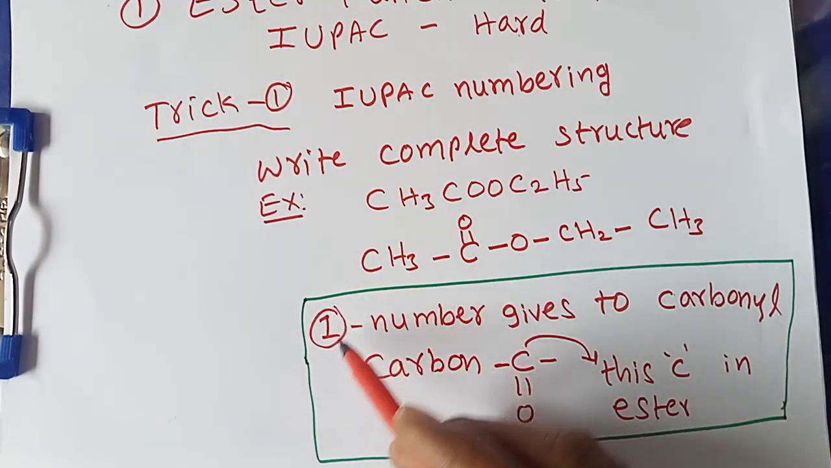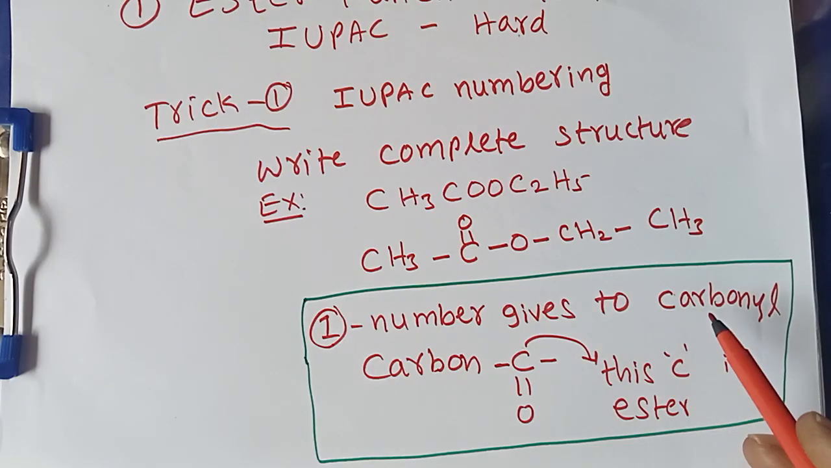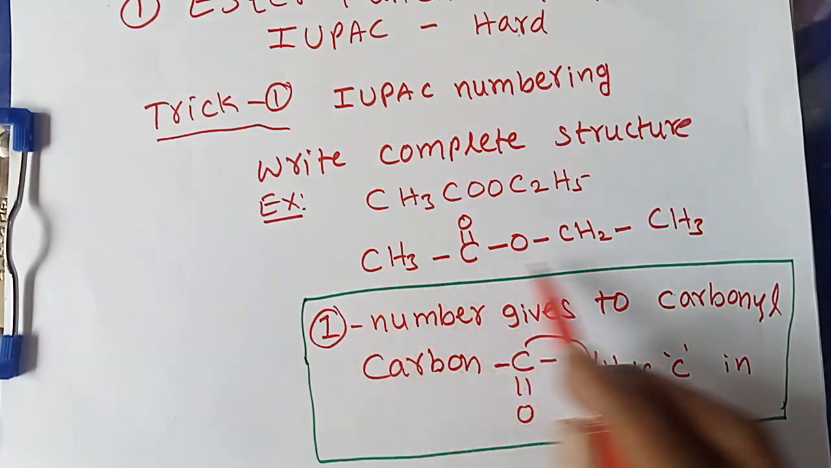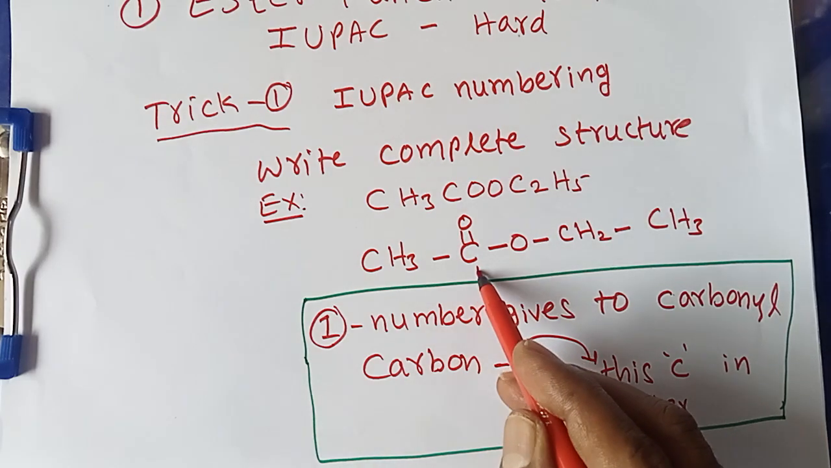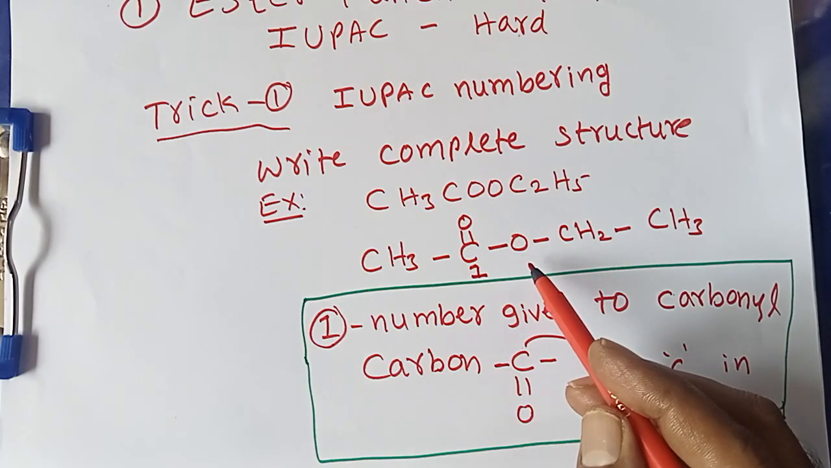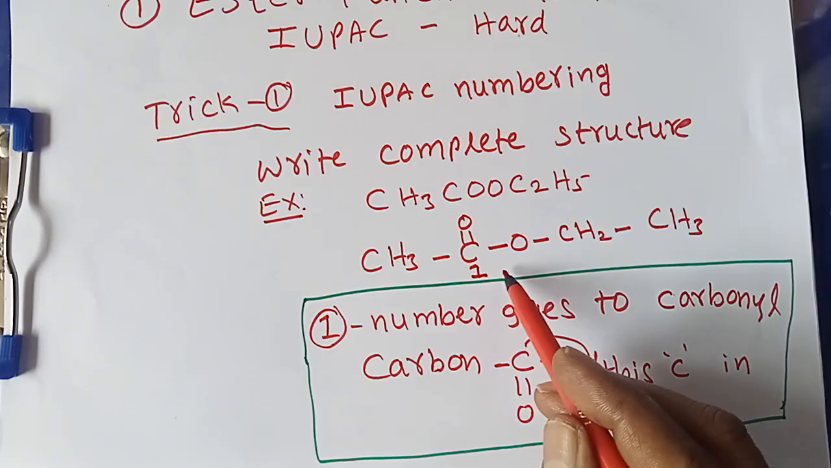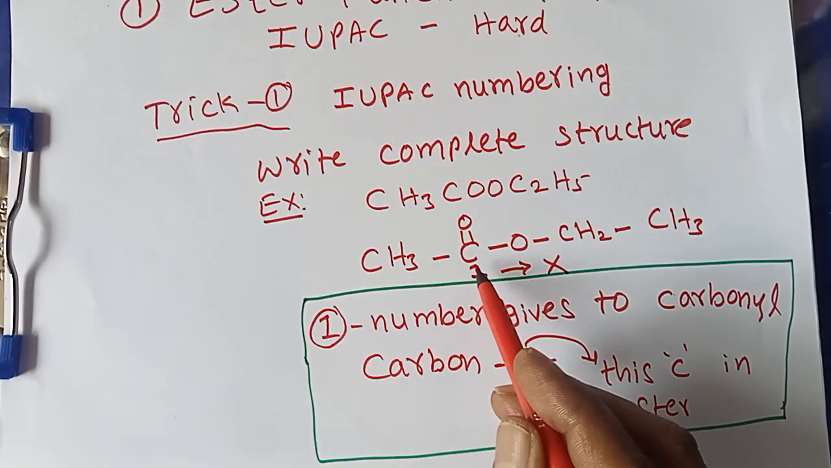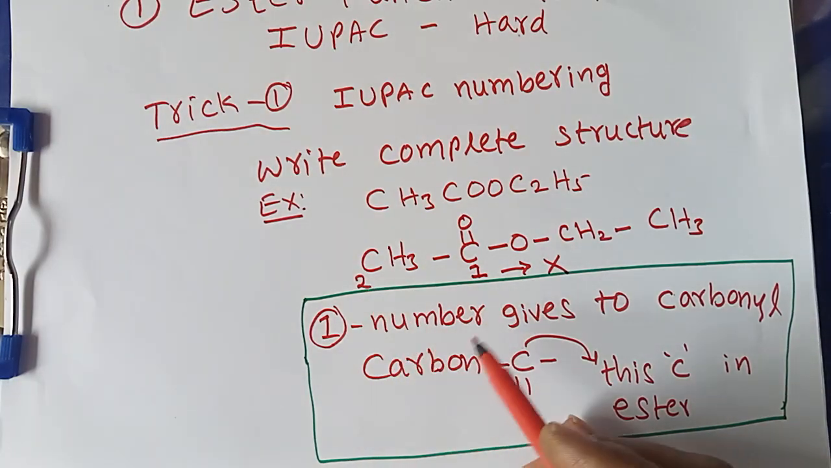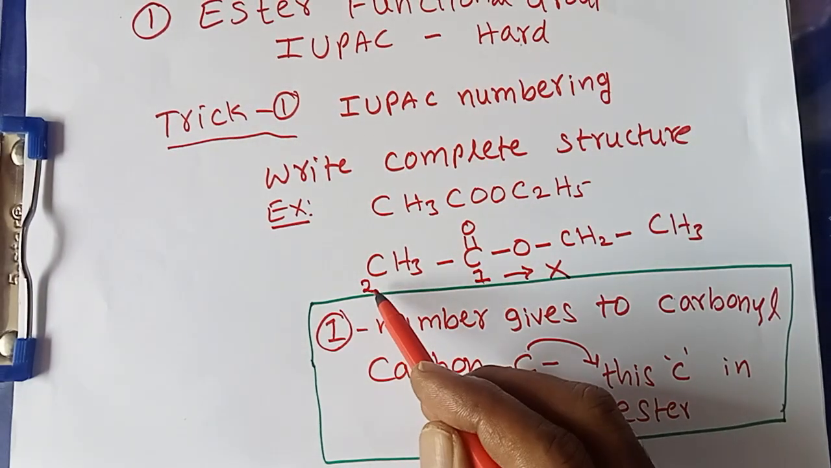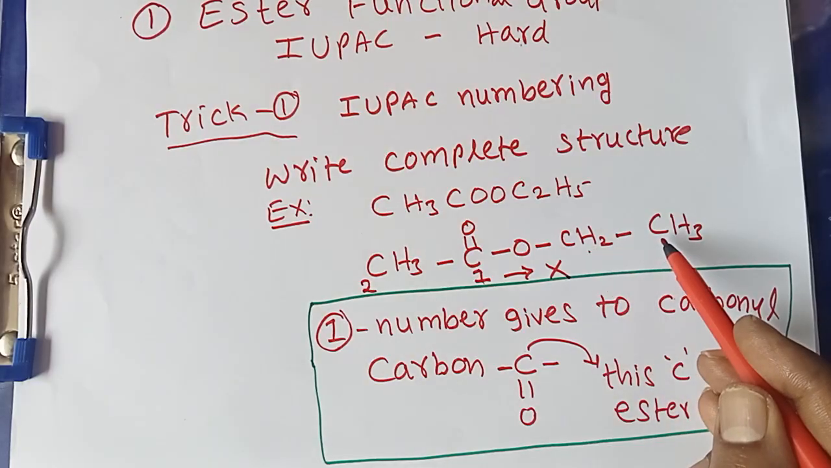One number is given to the carbonyl carbon, the C double bond O carbon in an ester. In this one, this is the carbonyl carbon, so it gets number 1. On this side there is oxygen, and you don't give number 2 to oxygen, so numbering cannot go this side because the next atom is oxygen. It goes only to this side, this carbon, so number 2. IUPAC numbering is completed: 1, 2 only.